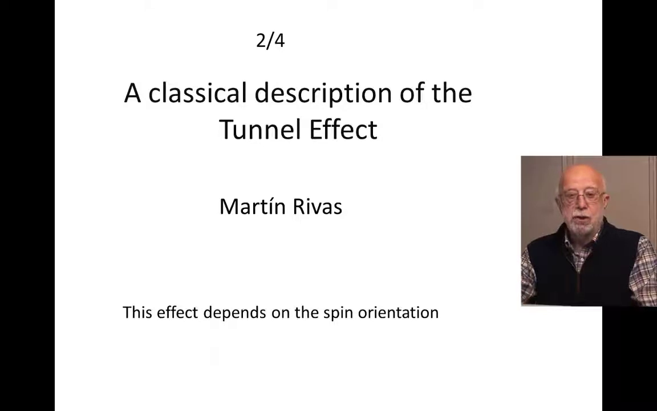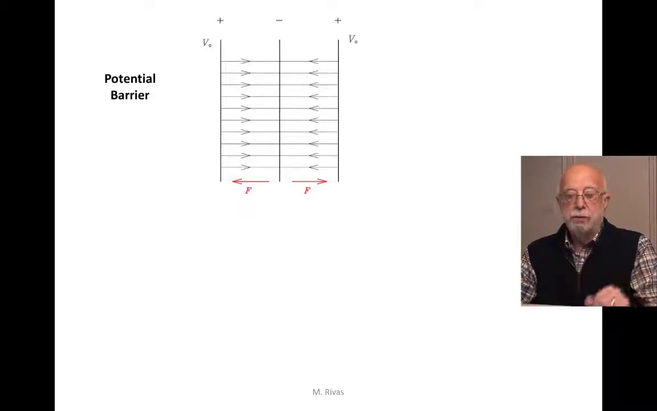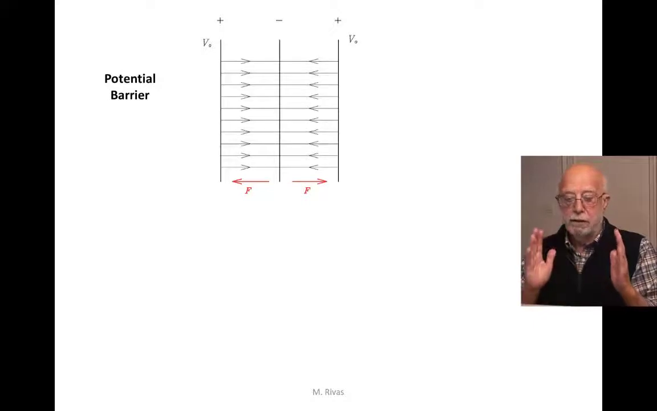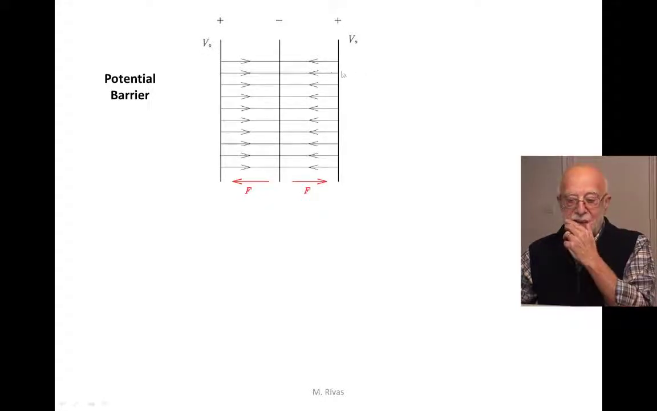What is a potential barrier? A potential barrier could be a device like this: three parallel conducting plates, electrically charged, the outer plates with positive charge, the inner one with negative charge. There is a difference of potential V0 between the outer plate and the inner one, so these lines represent the existence of a uniform electric field inside.